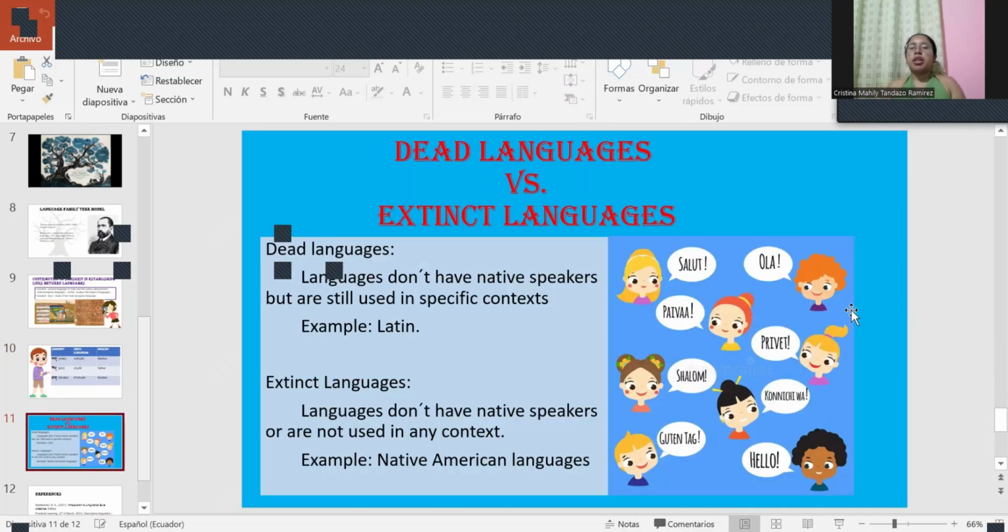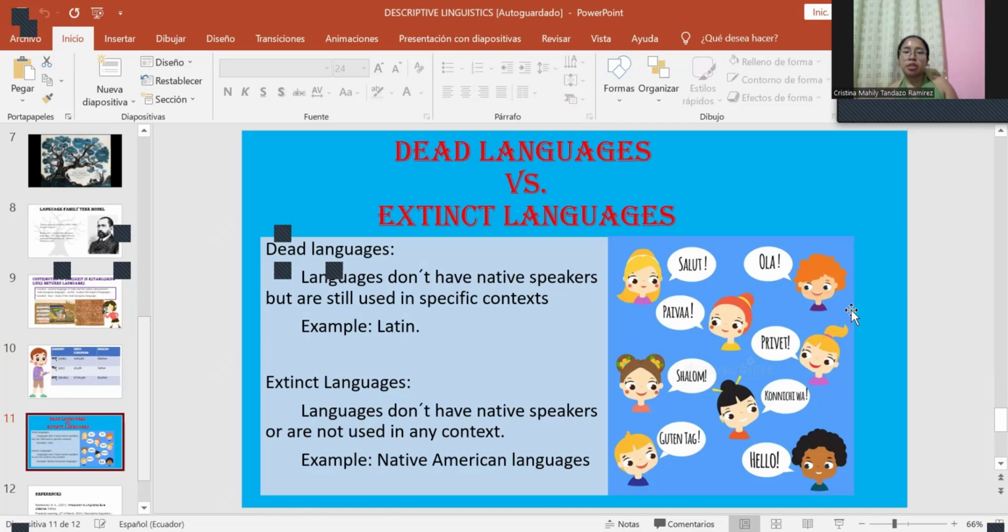And finally, the last topic is dead language versus extinct language, and understanding what the difference is. In the two cases, dead and extinct language, the first part is that the languages don't have native speakers. In either case, there are no native speakers of the language.